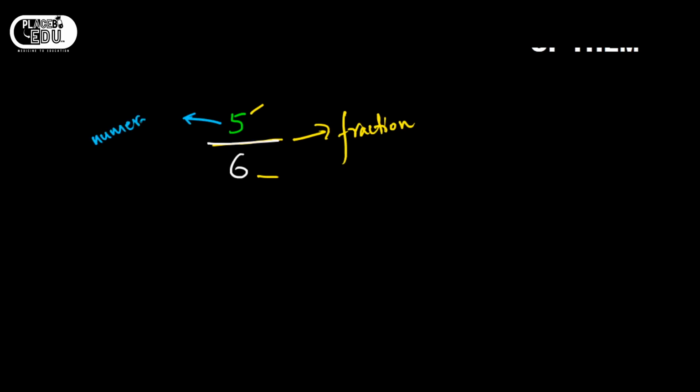For example, 5 by 6. Here this is a fraction. In a fraction, there will be two digits and a dash separating them. The digit which is above the dash is the numerator, and the digit which is below the dash is the denominator. Understood? It is clear, right?